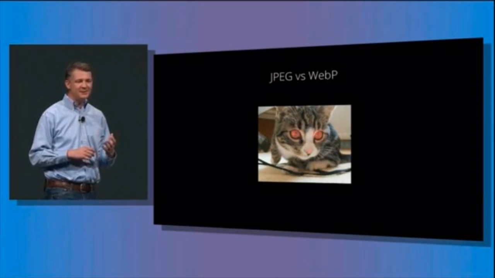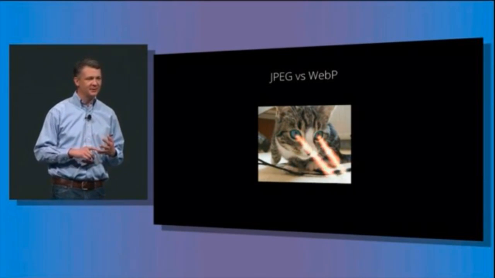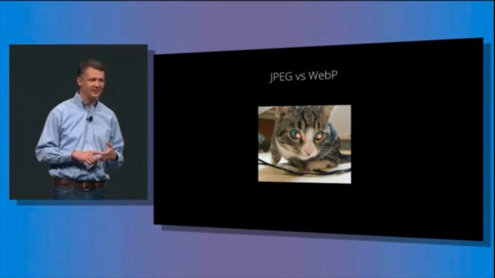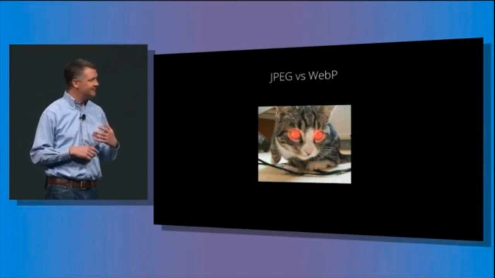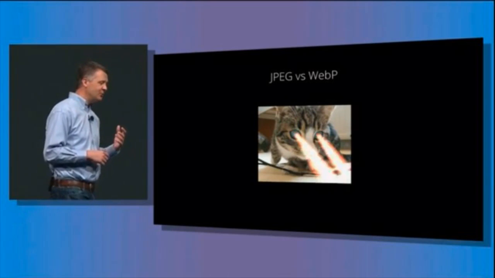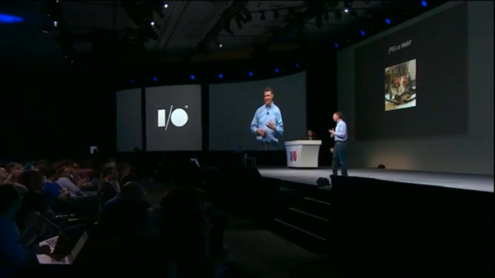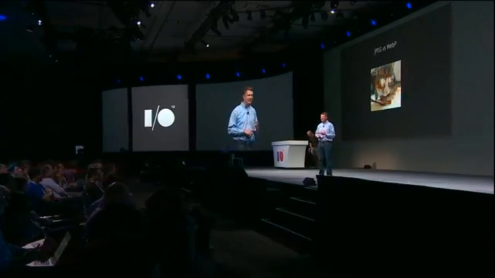So WebP supports not only lossless compression, but also lossy compression, transparency, color profiles, metadata, and animated images as well. So you can use WebP to replace JPEGs, PNGs, as well as animated GIFs.